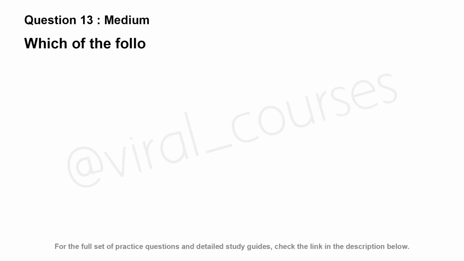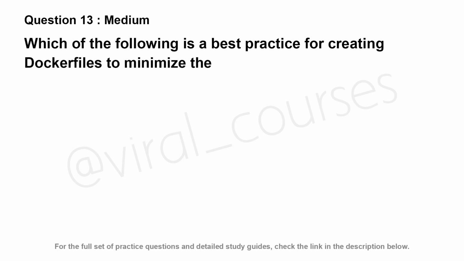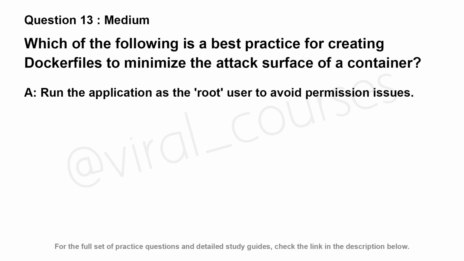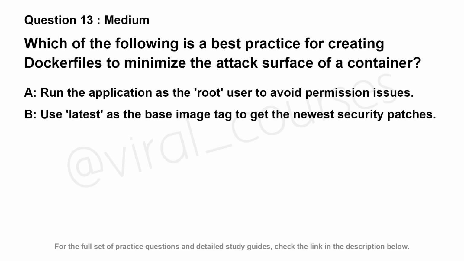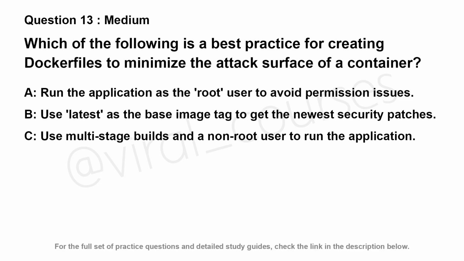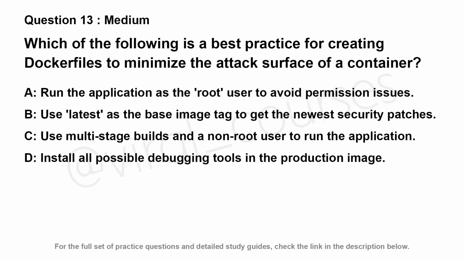Which of the following is a best practice for creating Dockerfiles to minimize the attack surface of a container? Option A. Run the application as the root user to avoid permission issues. Option B. Use latest as the base image tag to get the newest security patches. Option C. Use multi-stage builds and a non-root user to run the application. Option D. Install all possible debugging tools in the production image.